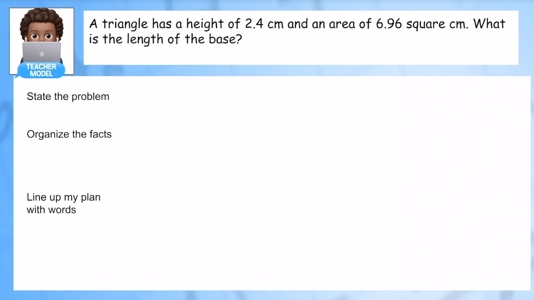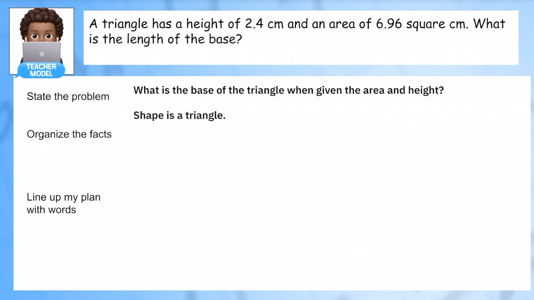Let's jump into the second problem. A triangle has a height of 2 4/10 centimeters and an area of 6 96/100 square centimeters. What is the length of the base? So basically, what is the base of the triangle when given area and height?